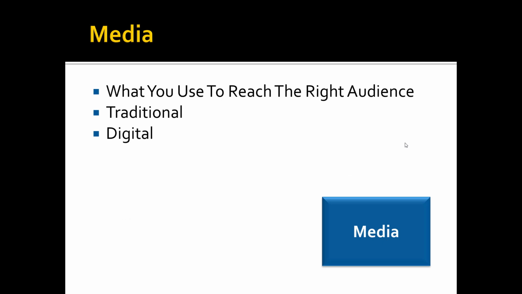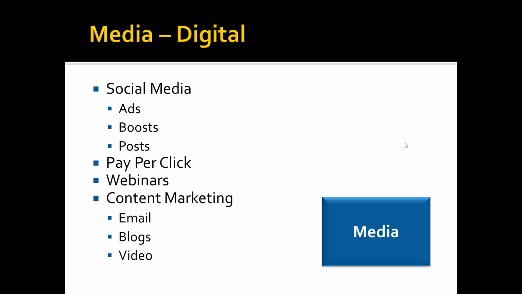So the next section in the marketing plan is the media. This is where you determine what media you use to reach the right audience, whether it be traditional or digital. This can include print, radio, TV, social media, all of those vehicles that get your message in front of your target audience. We'll get more into some of these things.